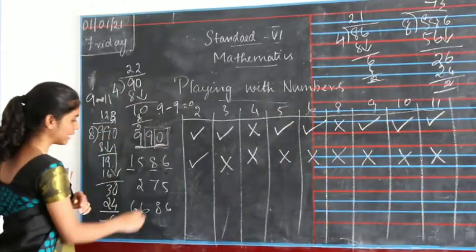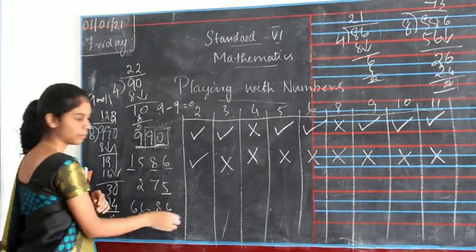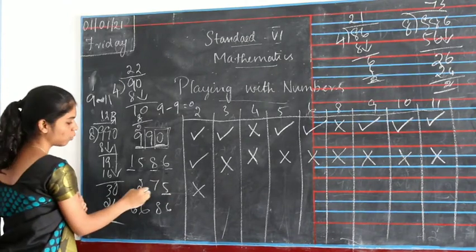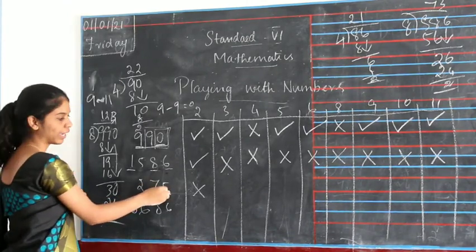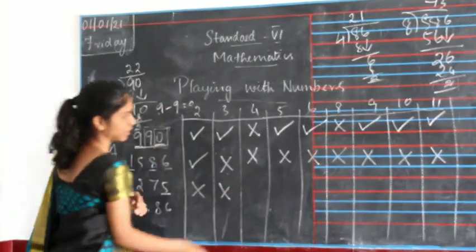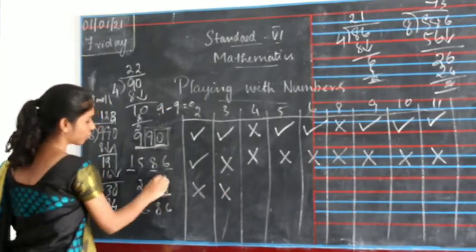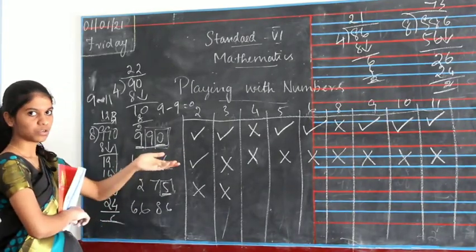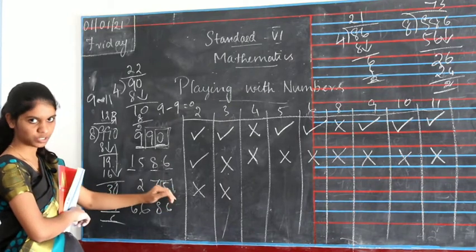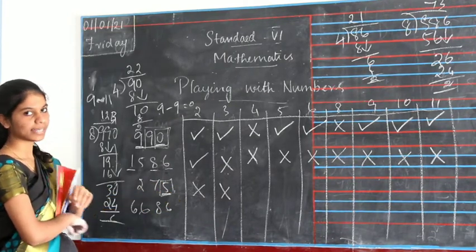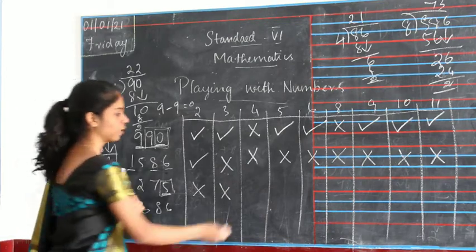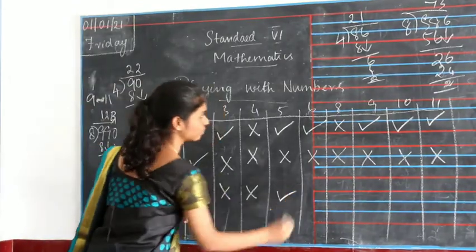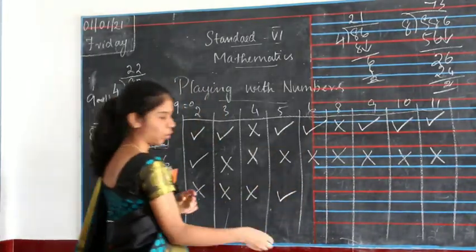Okay, the next one, 2. This is an odd number, so it cannot be divided by 2, and add this number for 3. 2 plus 7 will be 9, 9 plus 5 will be 14, so this cannot be divided by 3. For 4, you can see if the last digit is not an even number, then it cannot be divided by 4 at all. Okay. For the 5, yeah, this has 5, and for 6 you see no.